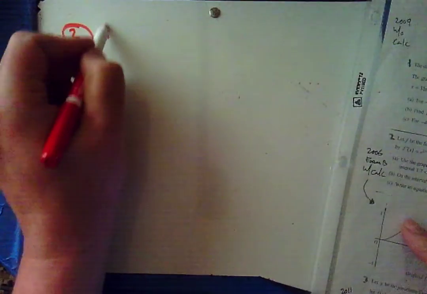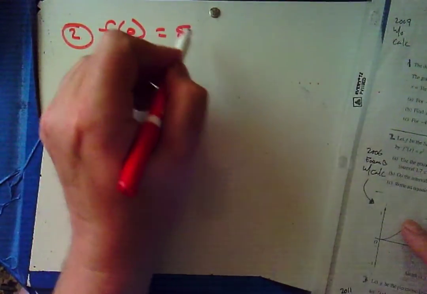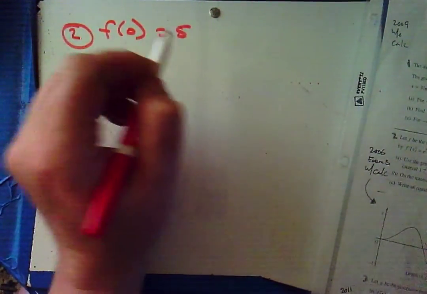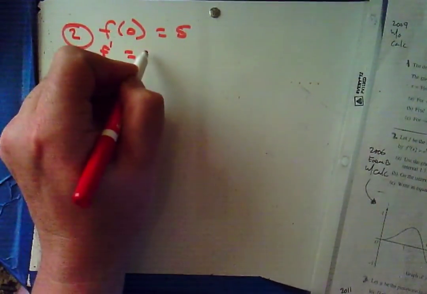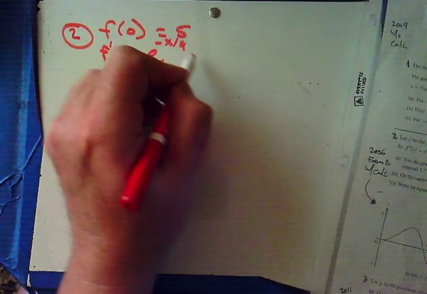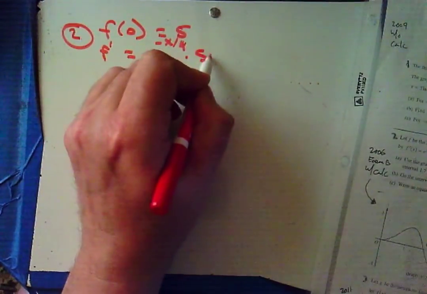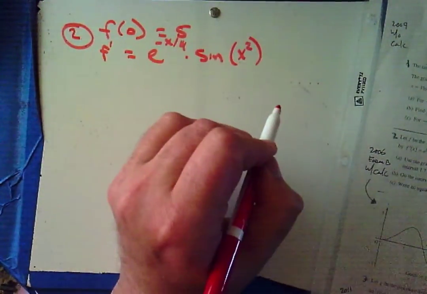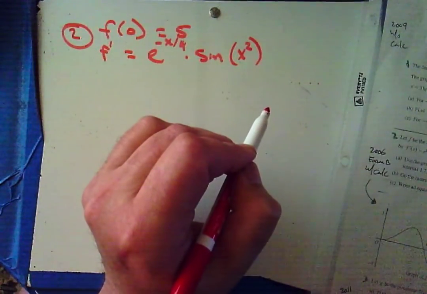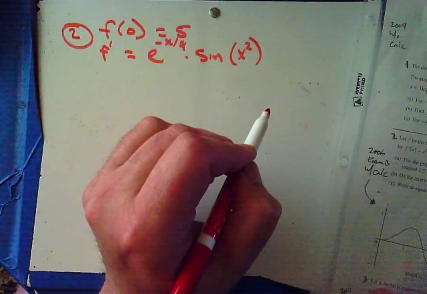Problem 2 says, wow, only 7 problems. This is a short one. Problem 2 says that this is definitely with calculator, and we've got f of 0 equals 5 again. F prime is e to the minus x over 4 times sine of x squared, definitely a calculator problem. And the graph of f prime is shown below.